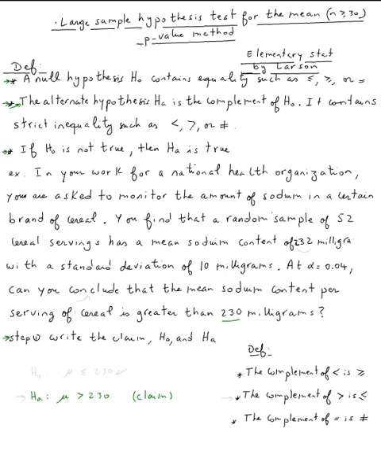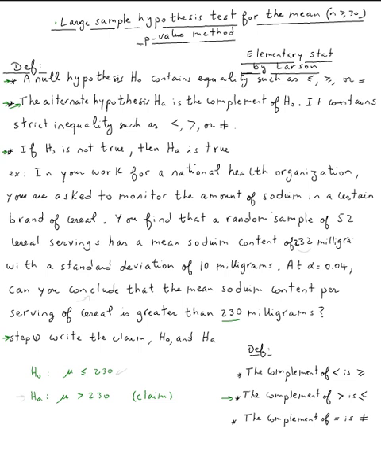Now I've got to find H sub 0. H sub 0 is the complement of H sub A. The complement of strictly bigger is less or equal. So H sub 0 is mu less or equal than 230. This is the null hypothesis, the complement of the alternate hypothesis.